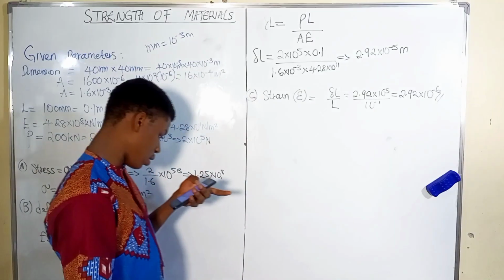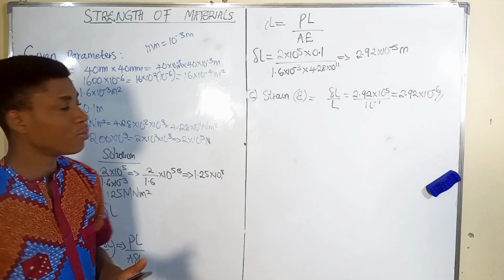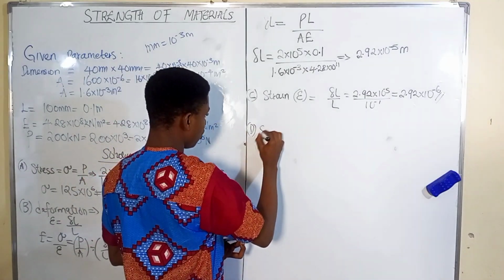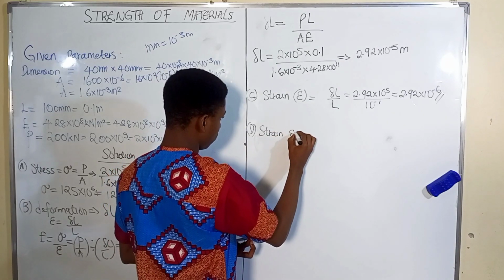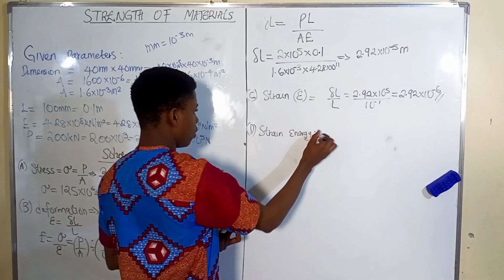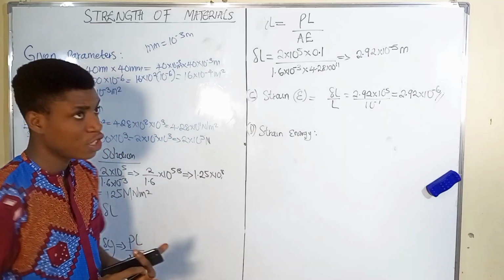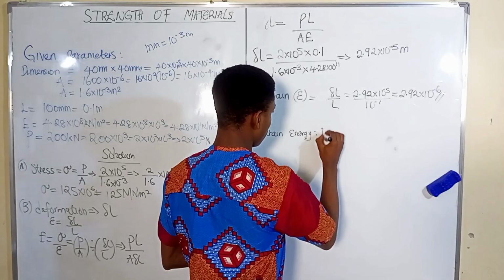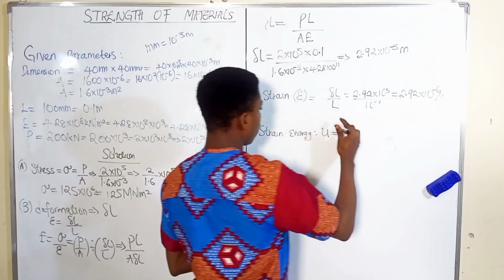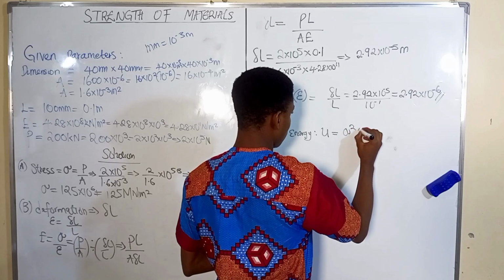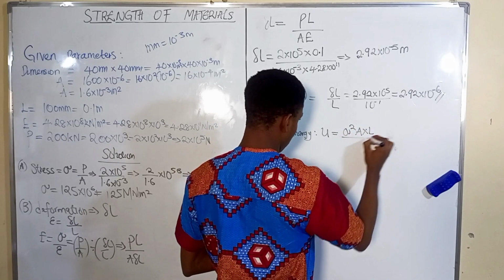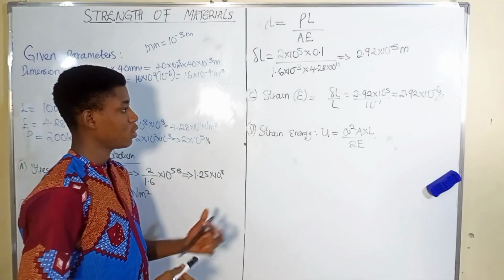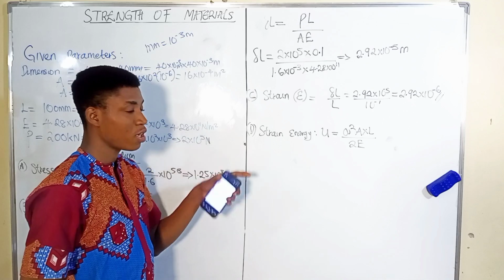The next thing to calculate in that problem is the strain energy. We said that from strain energy, we derived that formula. The strain energy, signified by U, is equal to the square of the stress, multiplied by the area and the length, all over 2E. Now, this is the formula for the strain energy equation.